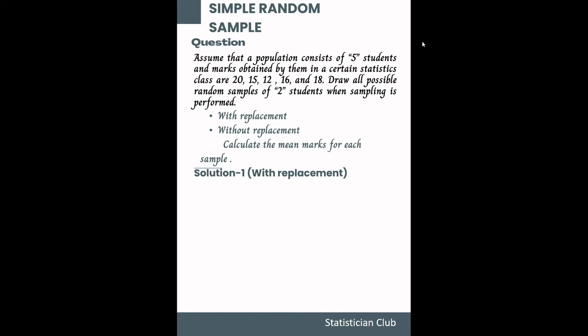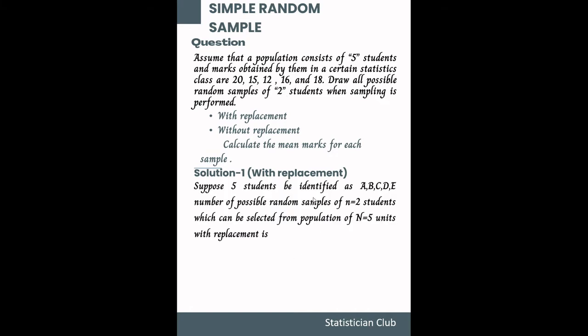So we have data of 5 students and their marks obtained in statistics. The sample size, small n, is 2 in this question, and the population size, capital N, is 5. Suppose the 5 students are identified as A, B, C, D, E.